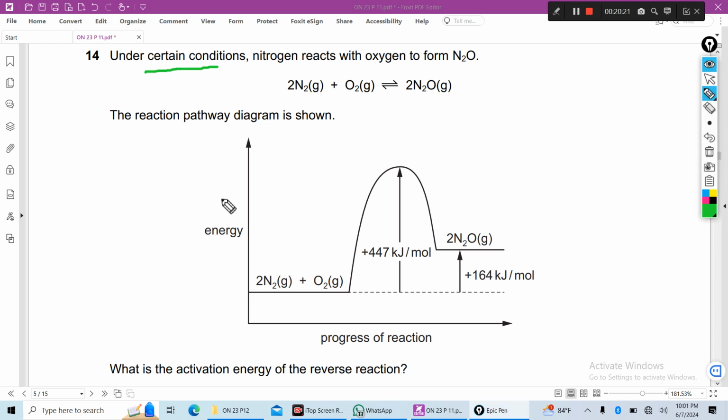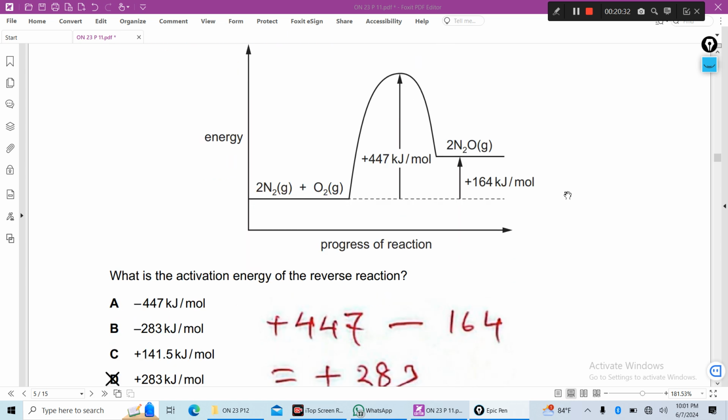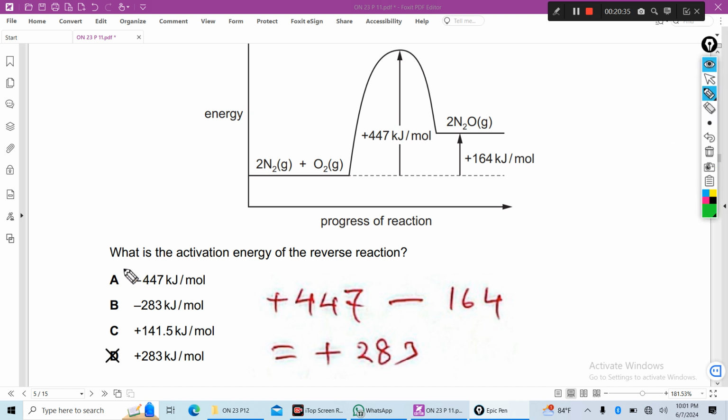Under certain condition, nitrogen reacts with oxygen to form nitrous oxide. This is the reaction. The reaction pathway diagram is given. So, what is the activation energy of the reverse reaction? Reverse reaction means this reactant goes to product. This activation energy is for forward reaction, but reverse reaction will be product go to reactant. So for reverse reaction, activation energy will be this value.